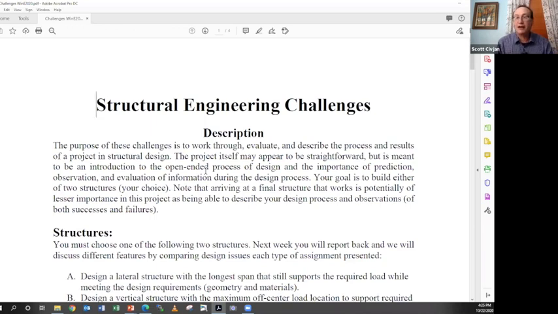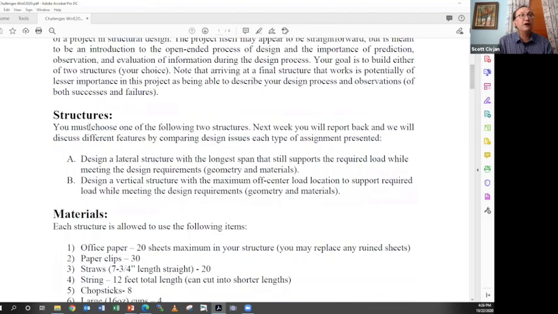And we can discuss those and talk about, from an engineering perspective, why something was failing or working or not failing. The idea is that there are two different types of structures. One is a bridge or a lateral structure, where you try to get the longest span that you can possibly do to support a given load. The other is a vertical structure like a crane. So you can think of design A as designing the bridge, and design B as working with a crane in order to pick up a piece of the bridge to put it into place.